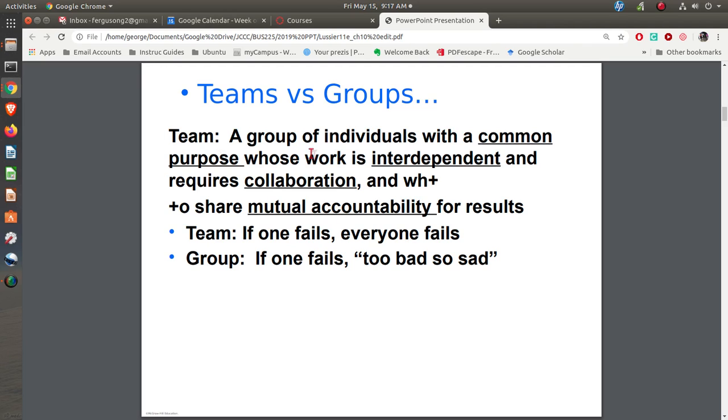Some key points here: common purpose. They're working towards one thing. They're interdependent. In other words, they have to work together in order to get something done, which requires collaboration. And they hold each other accountable. And a real difference between a group and a team: with a team, if one person fails, everyone fails. With a group, if one person fails, oh, that's too bad. Oh, George failed. Don't you feel sorry for him? It doesn't affect the other folks.